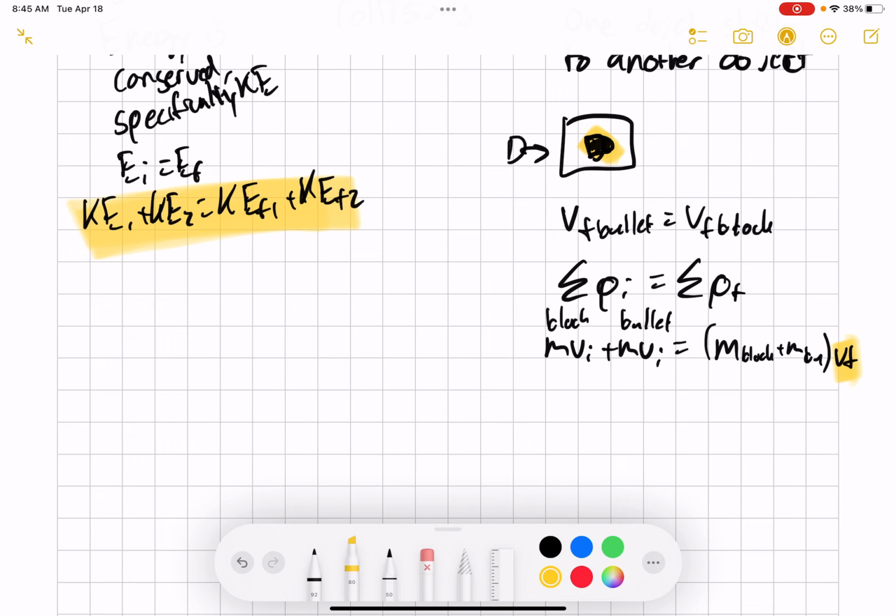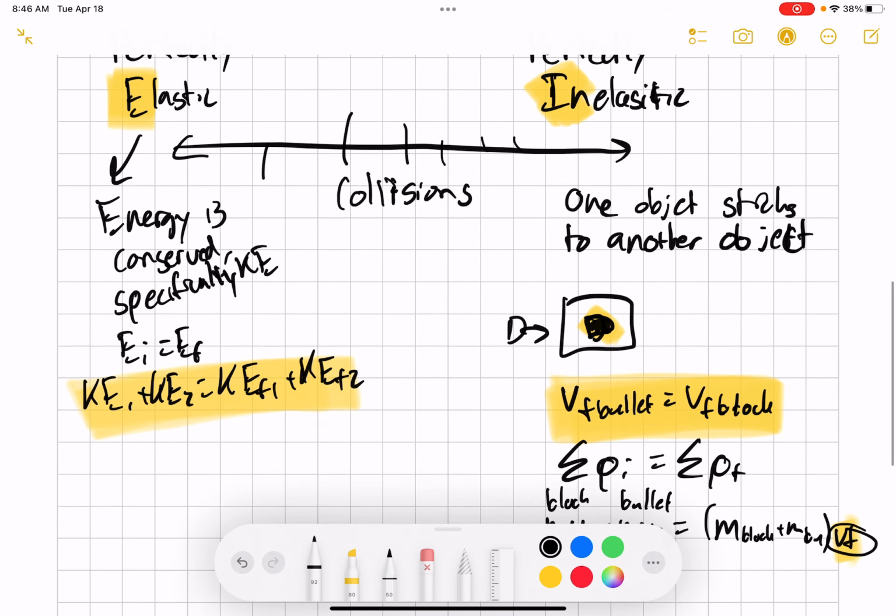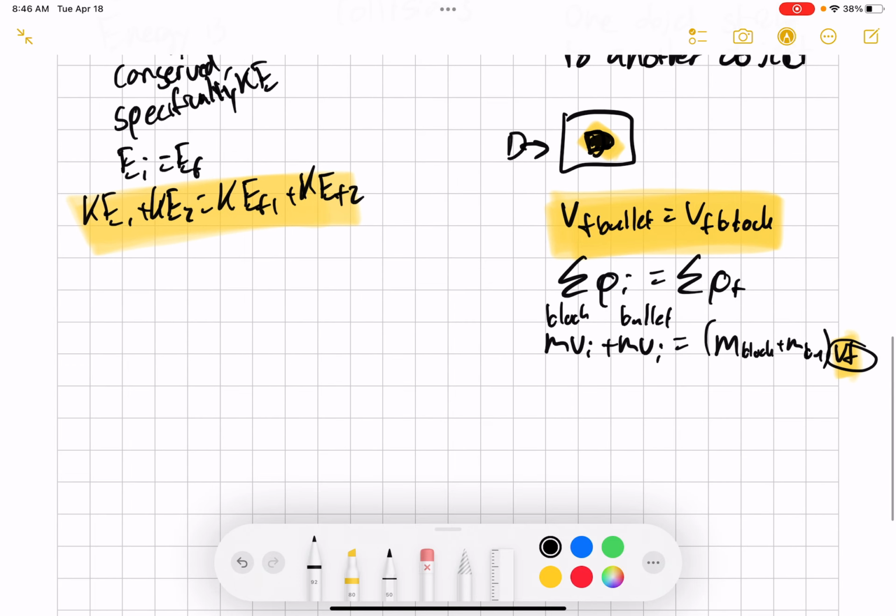Now this formula isn't on your formula sheet. If you remember that this is true, you can figure out this formula because all you're doing is factoring out this vf here. That's not too complicated, but this is definitely something you want to be familiar with, so that if you encounter an inelastic question, you can remember that you're going to add those two masses together, because you only have one big object at the end because they're now stuck together. They're moving at the same speed.